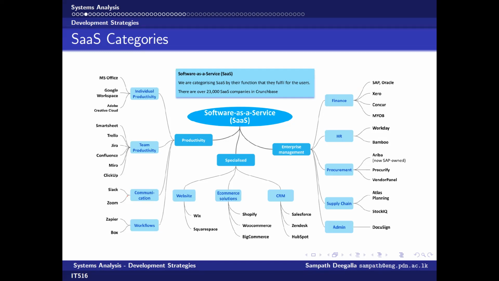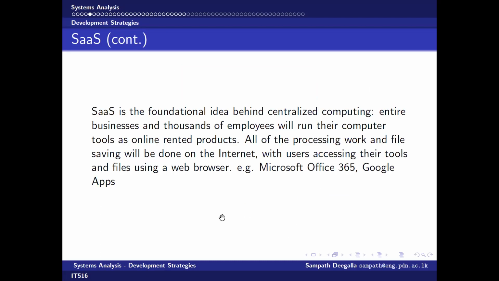Right. And then the next thing that I would like to discuss is, when you talk about software as a service, it's the idea behind centralized computing, your entire business organization, and also the employees' tools online, and usually we call them rented products, right? You pay some fee, like maybe yearly, based on the organization. And sometimes the cost that you have to spend for this could be reduced, depending on the number of employees you have, right?